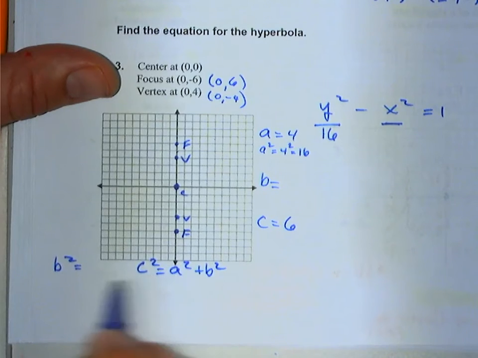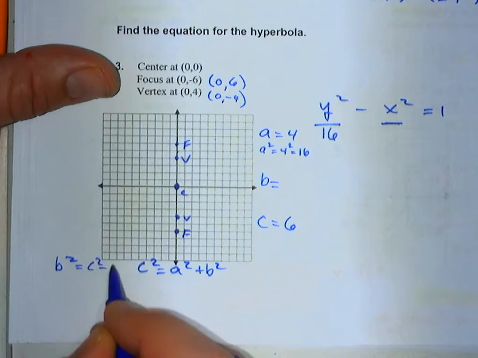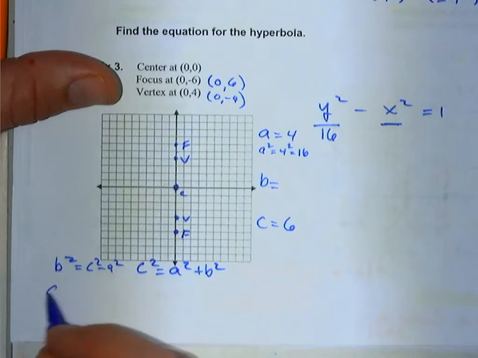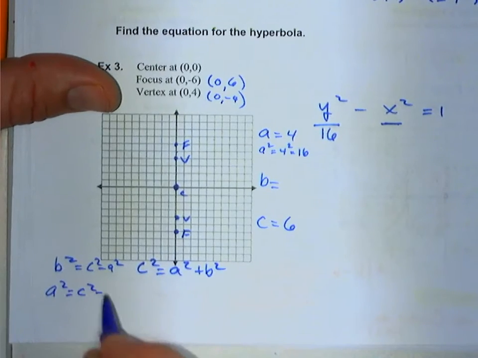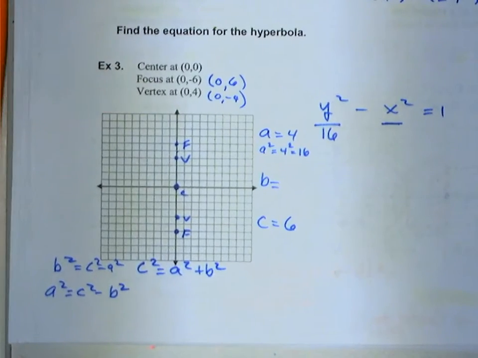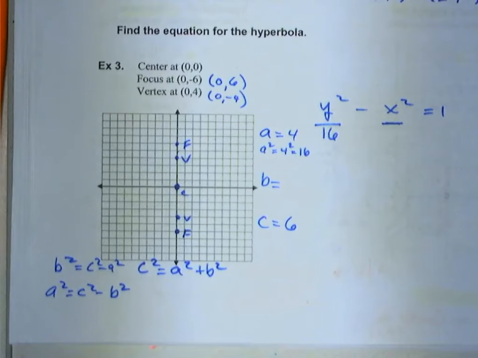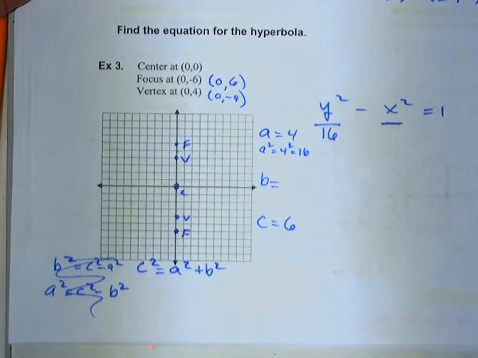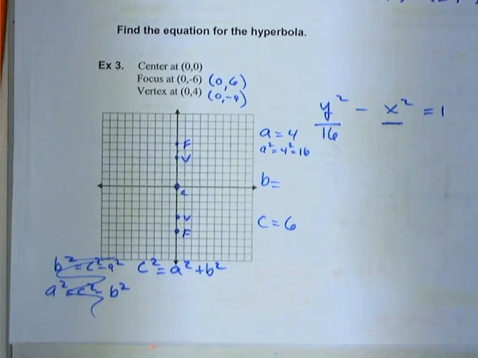Just subtract the a squared over: take c squared minus a squared. Or if you want a squared, take c squared minus b squared. So you can use those formulas if you want. That's just confusing for some people, so I usually don't talk about that. I might do it over HPC though.